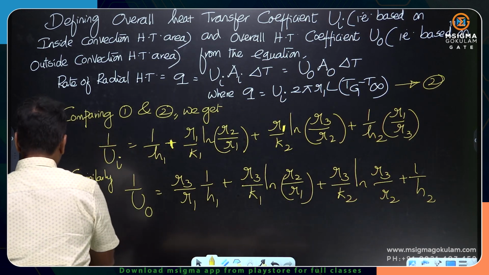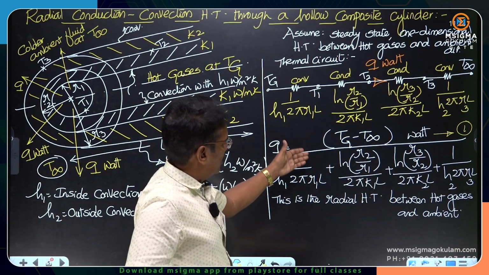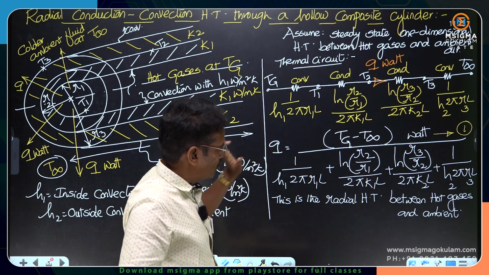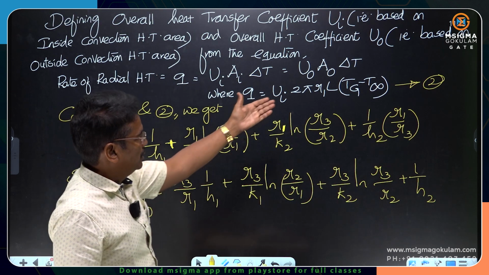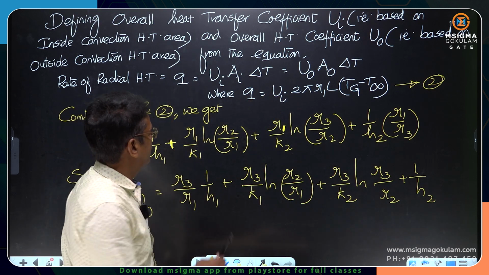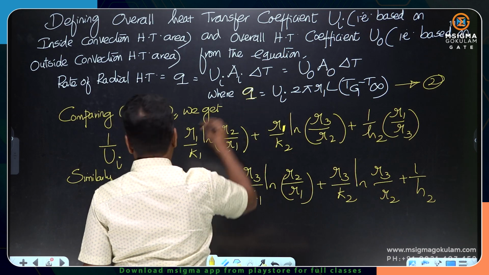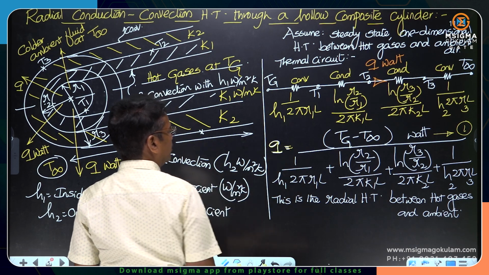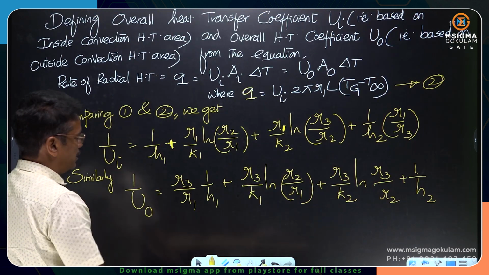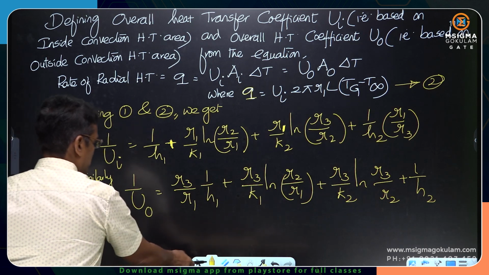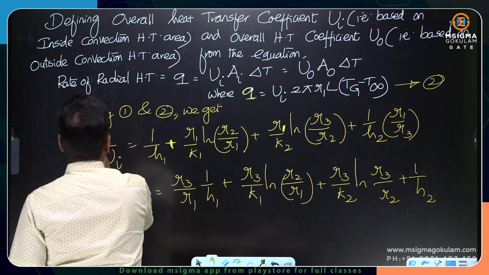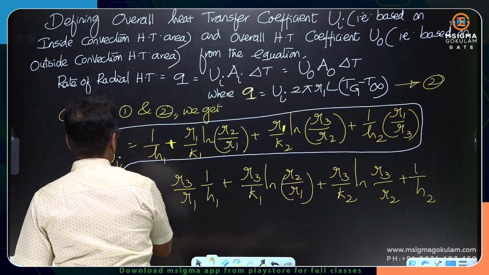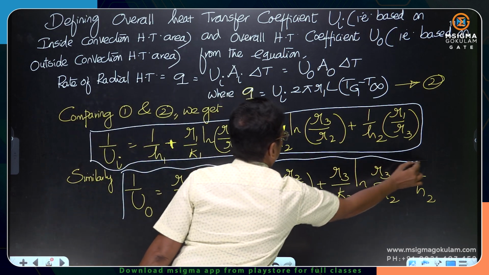How did you get this? Very simple: if you want to get U_I, multiply numerator and denominator with 2 pi R1 L. Compare with equation 2, where Q is the total radial heat transfer rate. Comparing 1 and 2, we get these two expressions for the overall heat transfer coefficients, one based upon the inner convection area and the other based upon the outside convection heat transfer area.